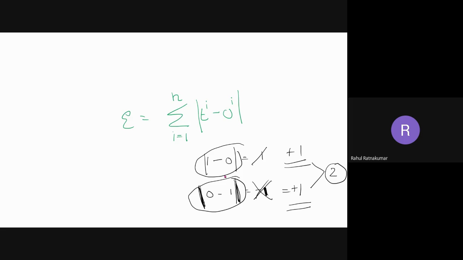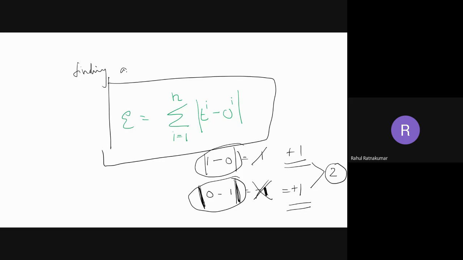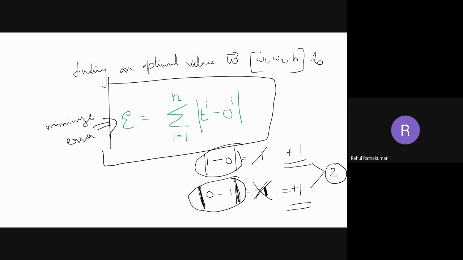So ideally, we can generalize the problem. What is the neural network doing? Finding an optimal value, for what? Finding an optimal value for W, vector W. That means W1, W2, B. Find optimal values for W1, W2, B in order to minimize the error. Okay, so that's what we are trying to do.